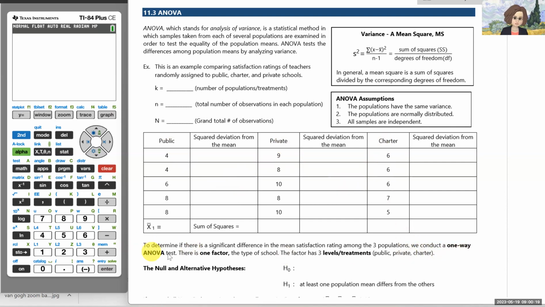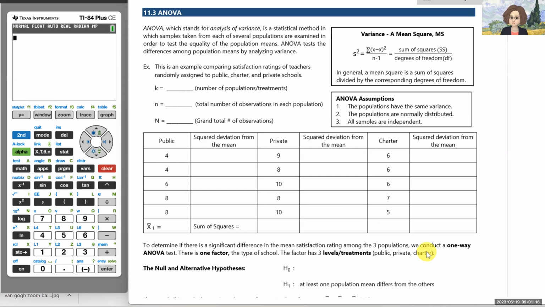A one-way ANOVA test is used to test a claim of a significant difference in at least one of these means. When we have three or more populations under consideration, this is when we conduct an ANOVA test. We say there's one factor involved, so the only factor we're considering concerning satisfaction is which type of school they teach at. No other factors like where the school is located or how long the teacher's been teaching. Nothing else will be looked at except one factor, type of school. And we say that factor has three levels, also called treatments, because we have three types of schools.